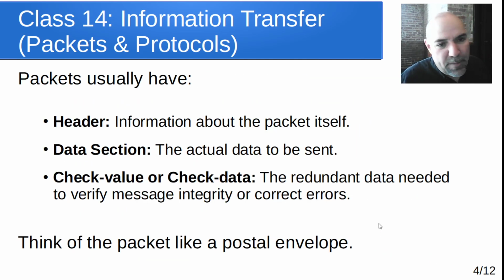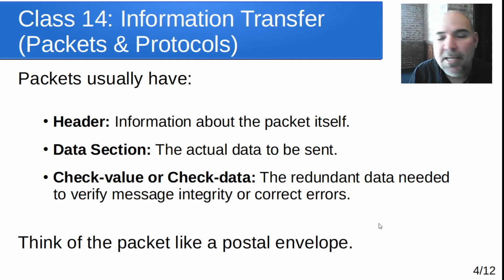Now, what makes a packet? What do packets usually have? They usually have some sort of header information, which is data about the packet itself. They have a data section, which is the actual data that is part of that packet. And they have some sort of check value, CRC check data. It could be the redundant data needed to verify the message, or it could be redundant data for the forward error correcting code to work.